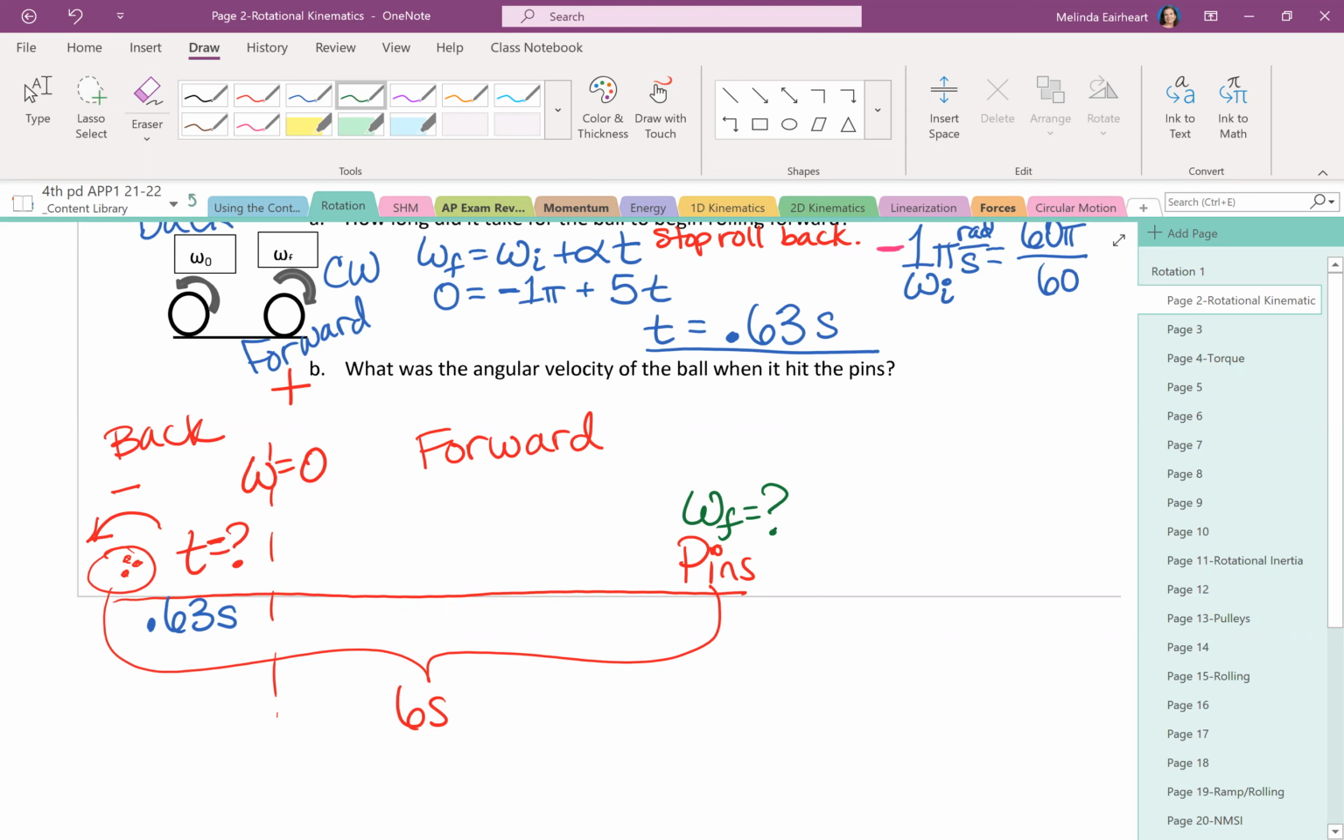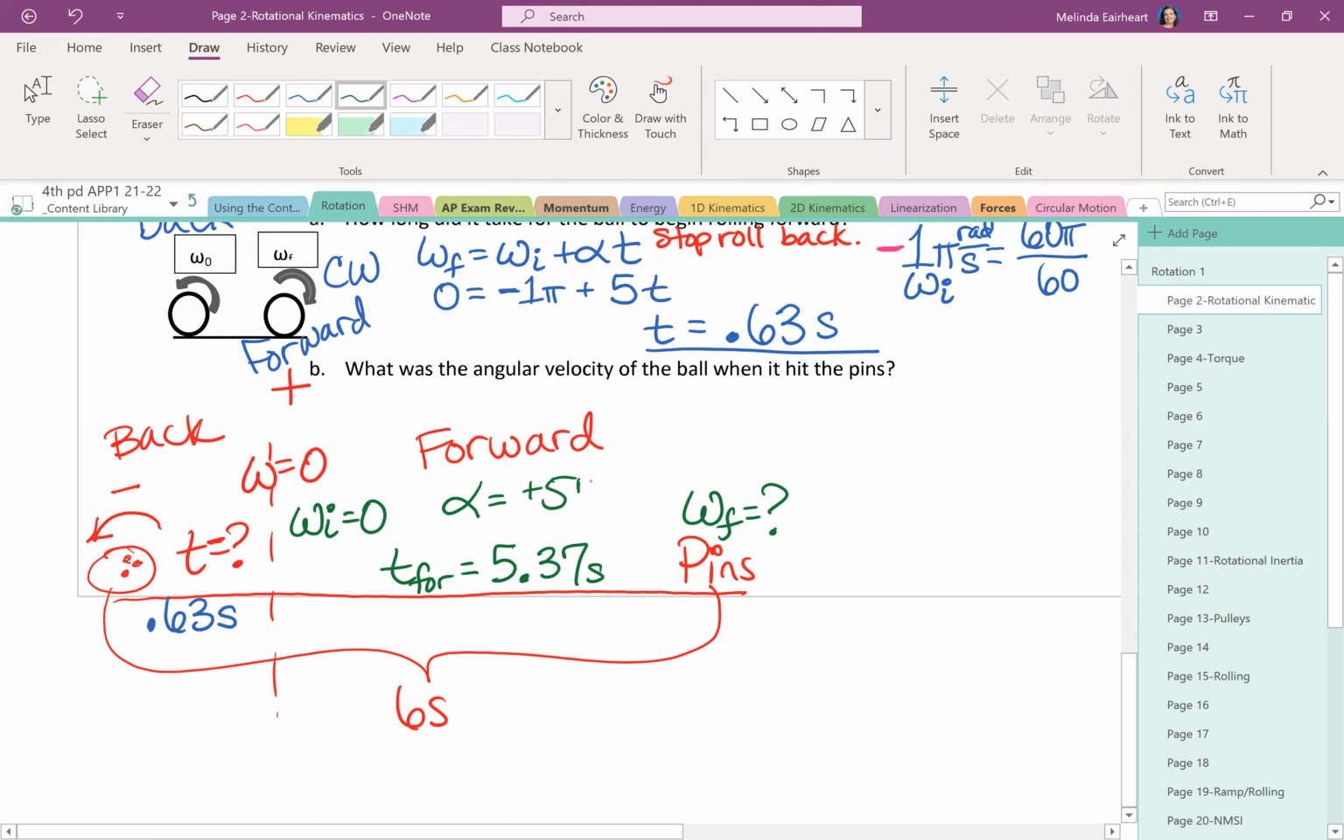So to pick up where we left off, we just care about the forward spin. And so now omega I is going to be 0. What's the time of the forward spin? What do we have to do? 6 minus 0.63. And so we'll get 5.37 seconds. Now, what's the same in both segments? They said it was a constant acceleration. And so we know alpha is still going to be that positive 5 radians per second squared.